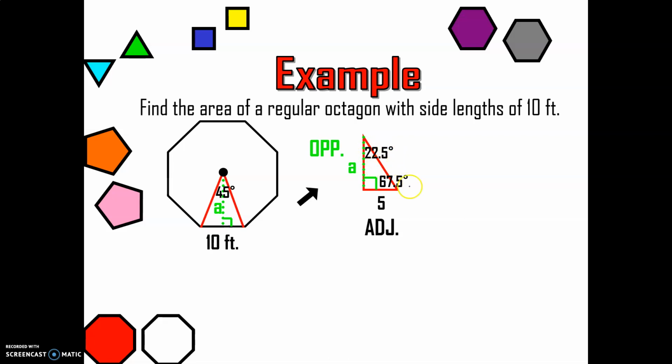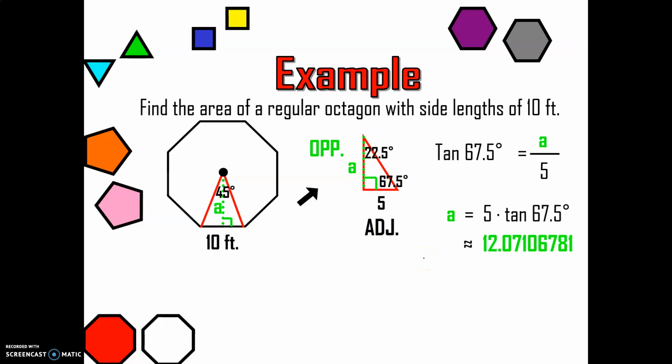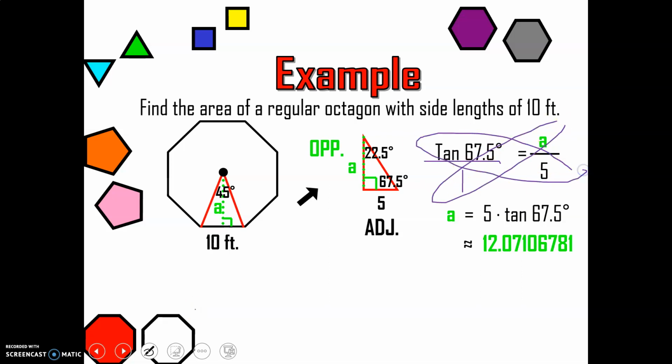90 minus 22.5 gives us 67.5. And our apothem here is our opposite, and our 5 is our adjacent. So using trigonometry again, tangent 67.5 equals our apothem over 5. Go ahead and put a 1 under that and cross multiply. 5 times tangent 67.5 gives you about 12.07. And again, I'm going to round at the very, very end.